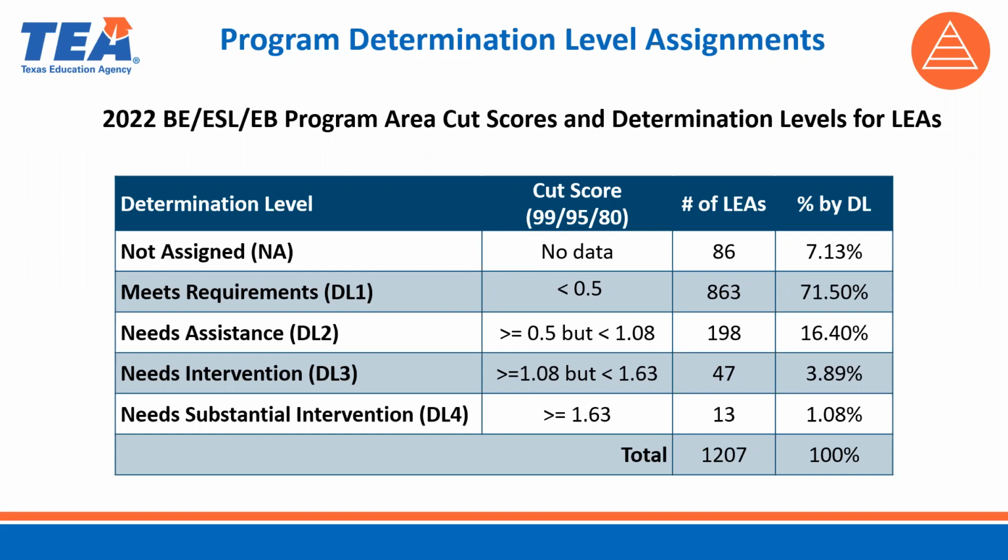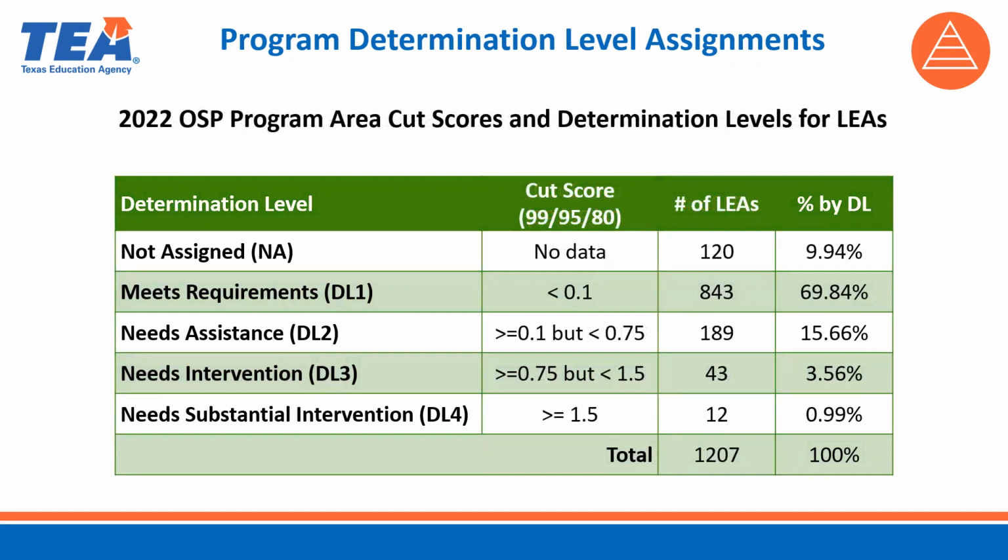An LEA as a DL2 needs assistance when their PL mean value is greater than 80% of the PL mean values. And for an LEA that has a PL mean value at or below 80% of all PL mean values, then they're assigned a DL1, meets requirements. For 86 LEAs in the BE, ESL, EB program area, there was no data to make a determination with, and therefore they are not assigned a rating.